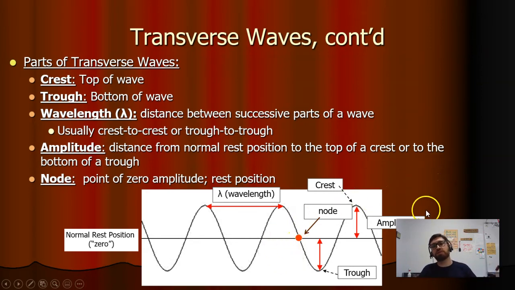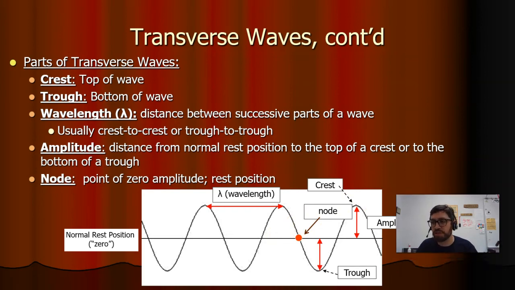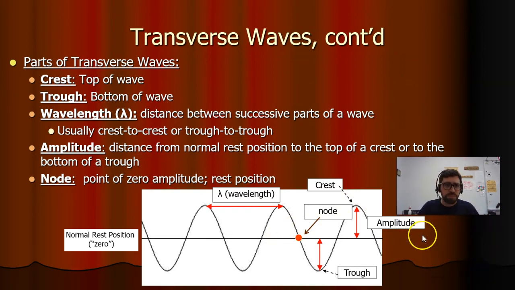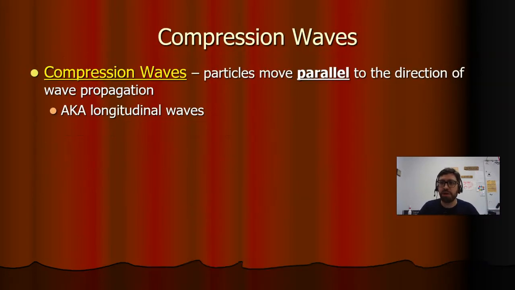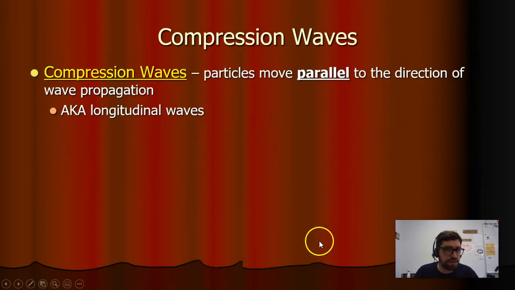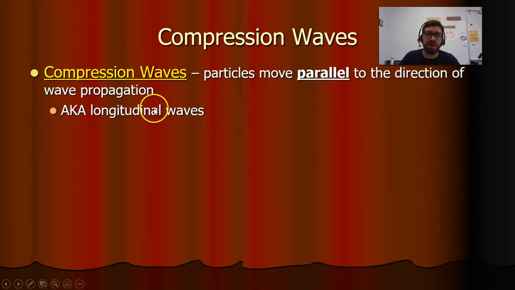So that's a transverse wave. You need to know those parts of a transverse wave. But let's go ahead and move on to the next type of wave, which is a compression wave. In a compression wave, the particles actually move parallel to the direction of wave propagation. Compression waves are also called longitudinal waves. You might need to know that term.